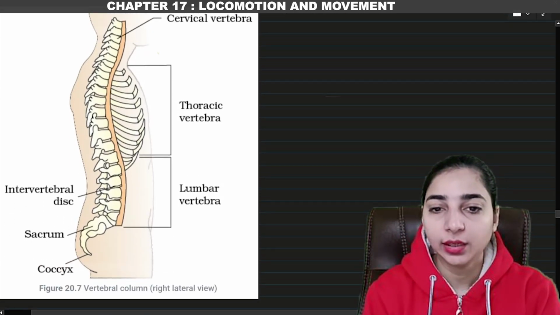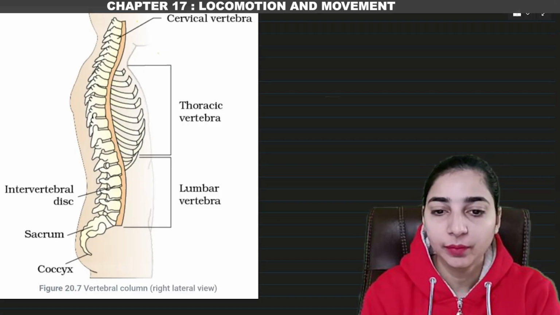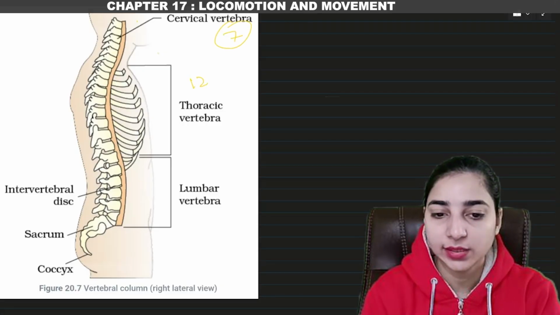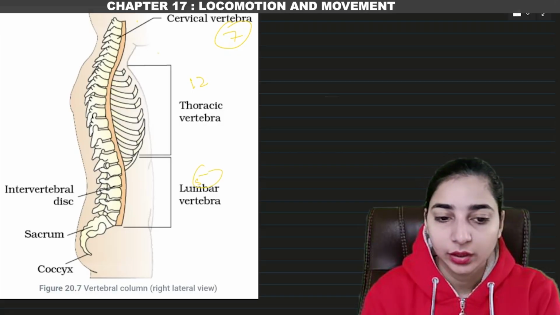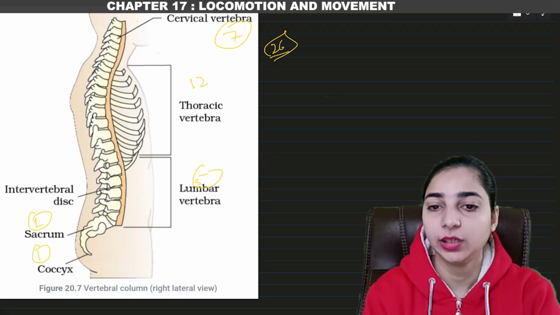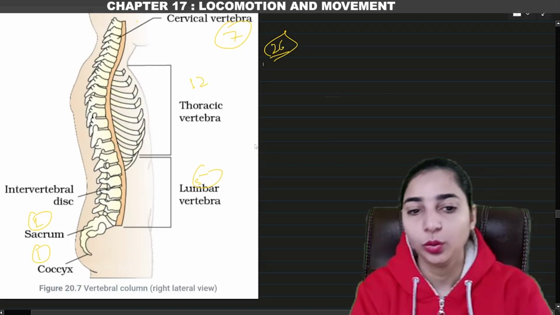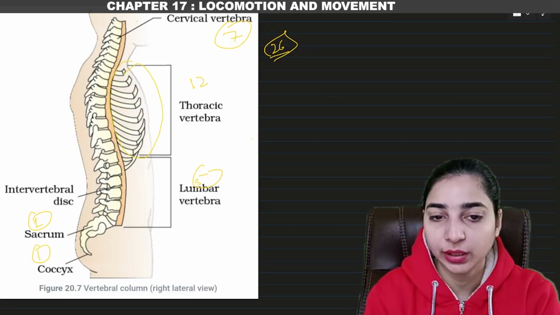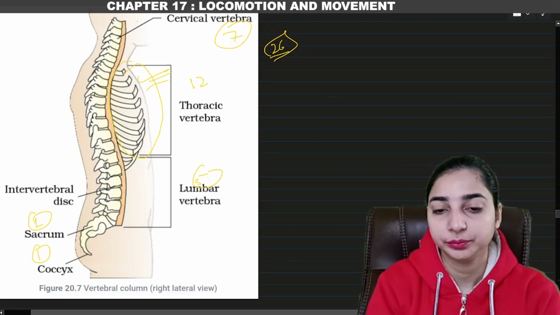Now we have the diagram. You can see cervical vertebra, then 12 thoracic vertebra, 7 cervical, 12 thoracic, 5 lumbar, then 1 sacrum and 1 coccyx. Total how many? 26. So total 26 vertebrae are present in the vertebral column. You can see these ribs attached to the thoracic vertebra in the middle region. Can you see this?